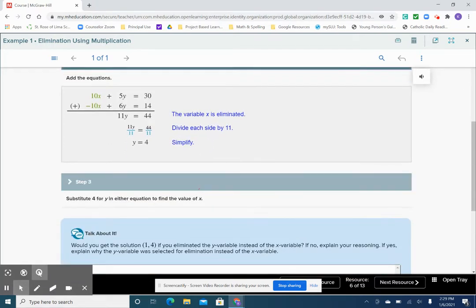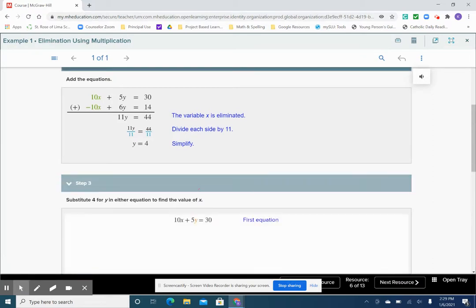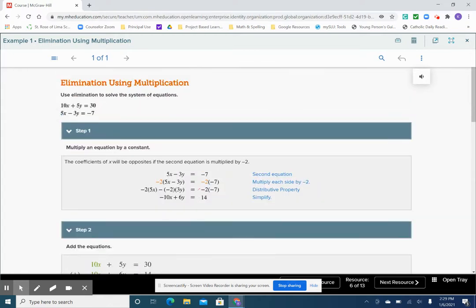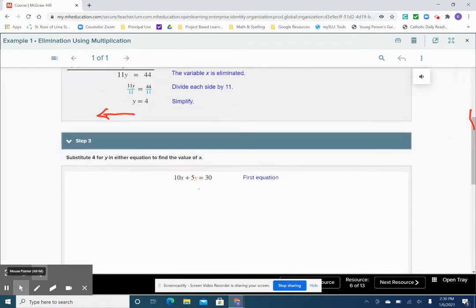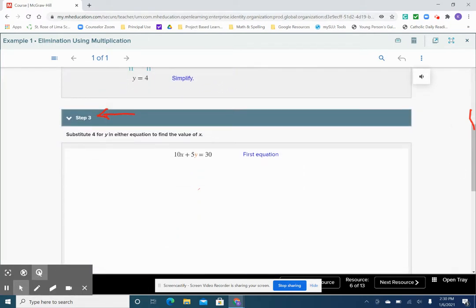And then finally in step 3, you're going to substitute the 4 that you got for y into one of the original equations. They pick the first equation. You can also pick this equation too if you want to, but it has to be the original equation. But they chose the original 10x plus 5y.